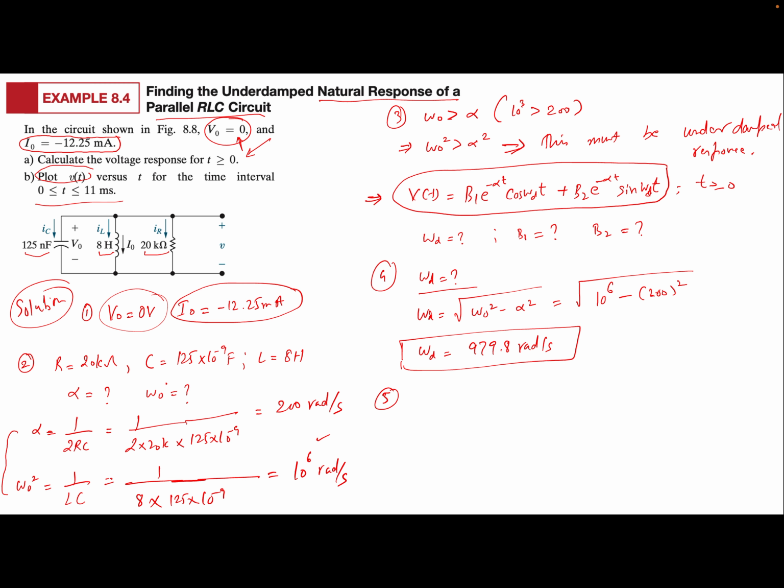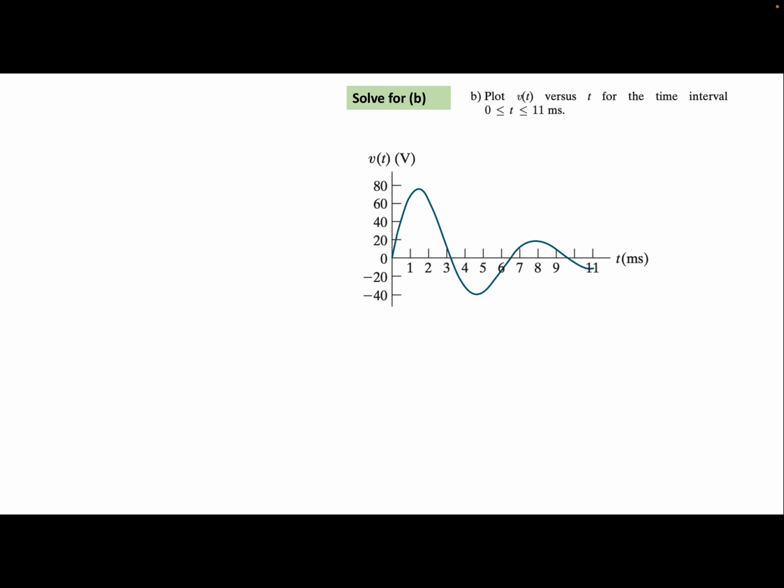Now step number 5, I have to find the values of b1 and b2. If you remember, b1 is just equal to the initial voltage across the capacitor, the initial condition, right? So b1 should be equal to v0, which is 0. Okay, problem solved. Not entirely. We also have to find the value of b2. So let me find this value on the next slide. I'm going to come back to this plot in a second. Let me find the value of b2.